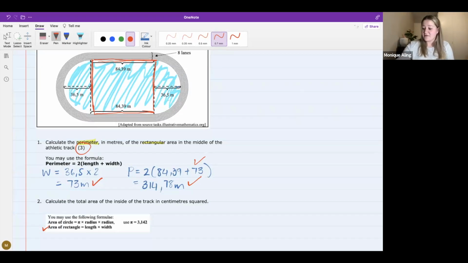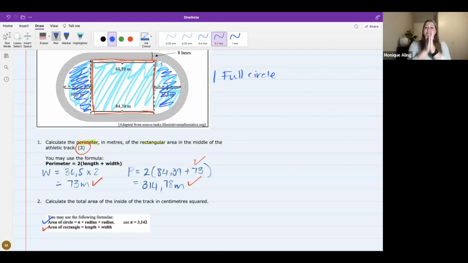And then we have 2 half circles. But remember, 2 half circles make 1 full circle. And we've been given the formula to work out the area of a circle. So you're going to work out the area of the rectangle, work out the area of your circle, and we can then determine the total area of the inside of the track. Let me know if that doesn't make sense. If you guys are fine, I'll give you a couple of minutes to quickly calculate that area for me.